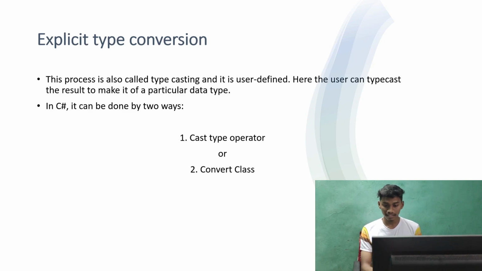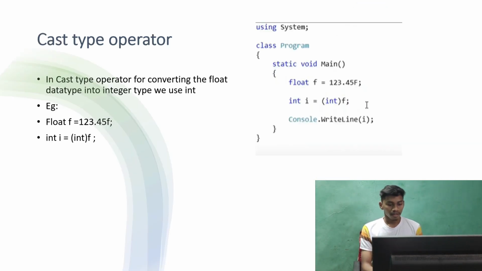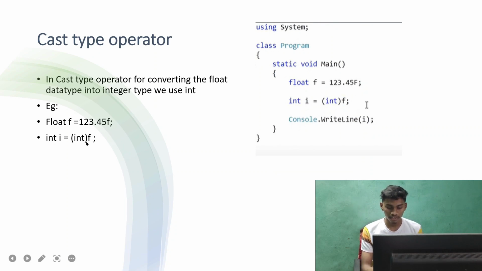So moving towards the cast type operator, if a conversion cannot be made without a risk of losing information, the compiler requires that you perform an explicit conversion which is called a cast. In the cast type operator, for converting the float data type into integer, we use int in parentheses. By having this example, we have initialized the float variable f by storing a value of 123.45. Then to convert that float value into integer, we have initialized int I and then given an int data type to the float variable. So this part which we have used is called the cast type operator.